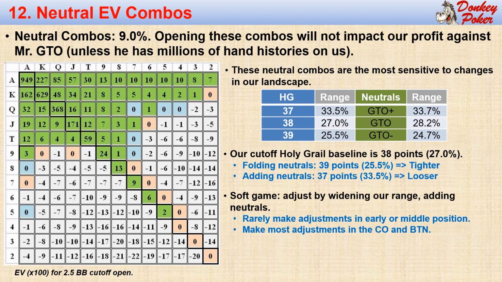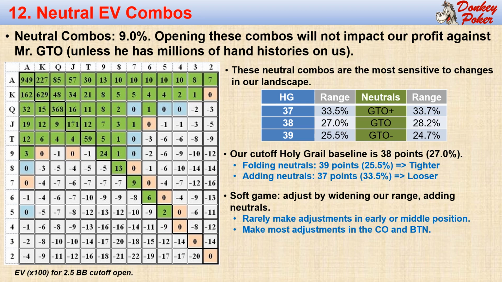game. Even though we can widen our range in a soft game, which nearly all games are, we should be cautious about it. I rarely adjust my opening range in early or middle position. This is because I don't like to play out of position with a light hand. But I will often widen my range when I'm in the cutoff or on the button, since there are fewer plays behind me and because I will more likely be in position post-flop.